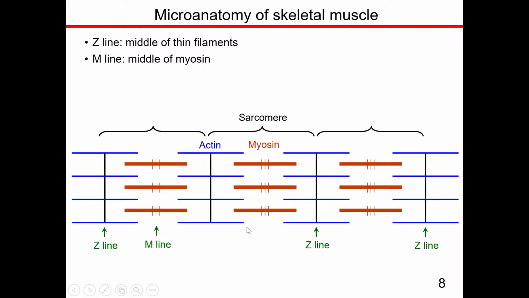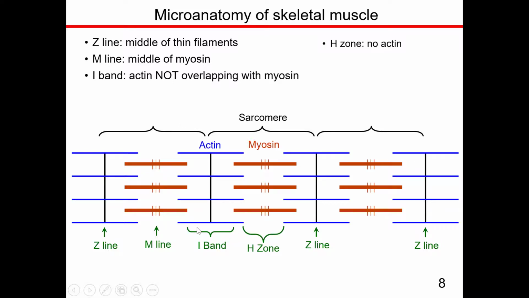The M line is the middle of the myosin, so we have an M line here, an M line here, an M line here. We call the I band the region of actin that is not overlapping with myosin. So this section of the thin filaments here is our I band. We have an H zone. The H zone is where there is no actin, so we have myosin only. And then the A band is where we have the whole length of that thick filament. So the A band is the width, the length of the myosin.